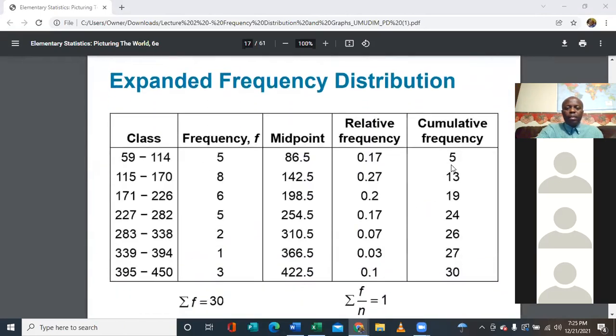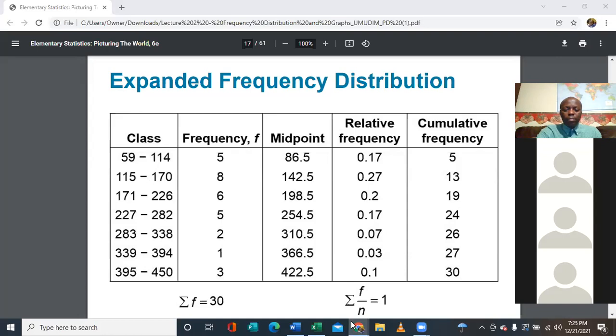Remember, the first number stayed the same. To get the next number, you add 8 to get 13. 13 plus 6 gets that. So in the cumulative frequency graph, you are plotting the class boundary and the cumulative frequency. You want to plot the two of them together. That will give you the cumulative frequency graph. So we have it here already. Let's do it on this one.